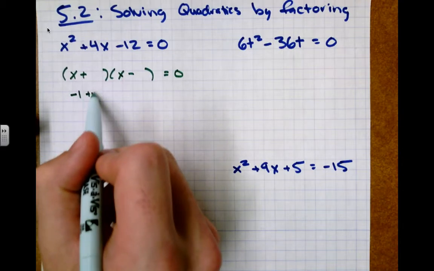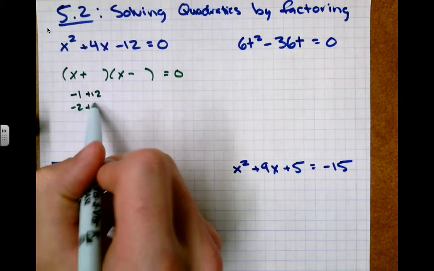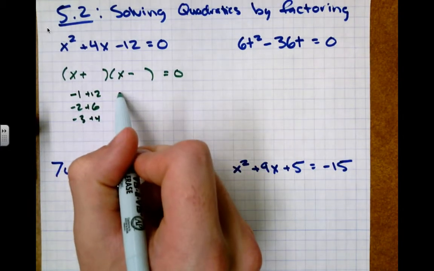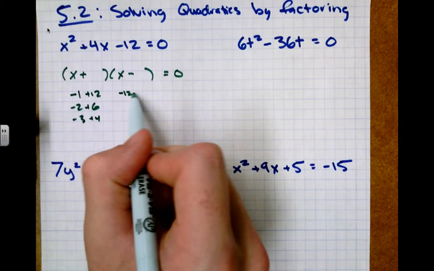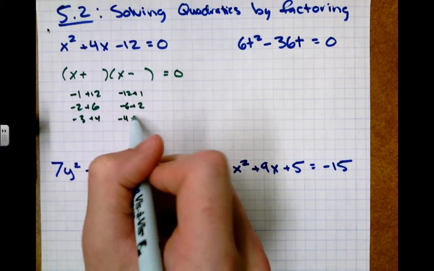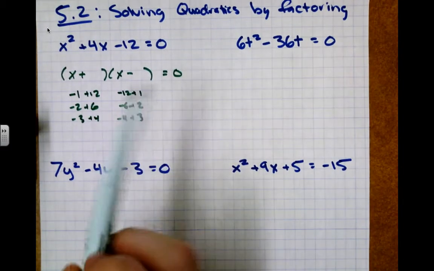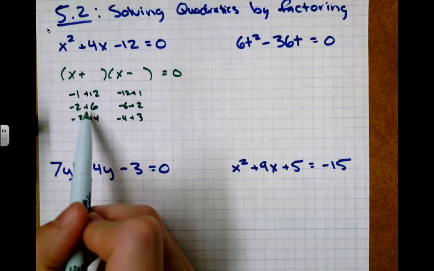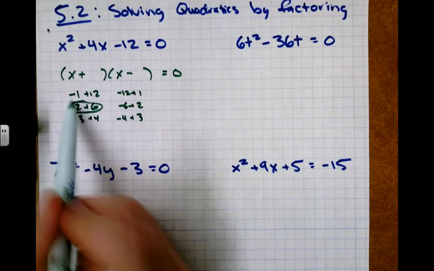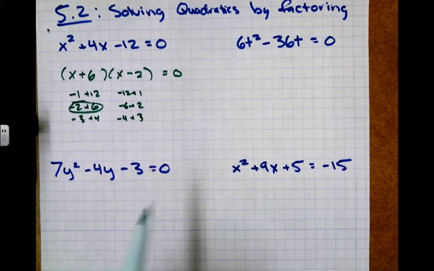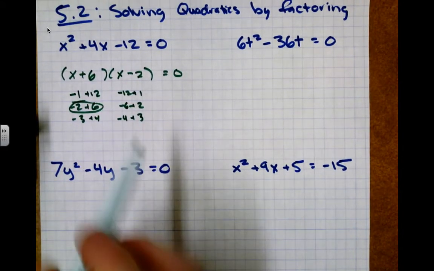So looking here, I list out the factors of -12. I should have -1 and 12, -2 and 6, -3 and 4, and then I can go the other way, -12 and 1, -6 and 2, -4 and 3. I'm going to look to see which of these add up to +4. In this case, it would be -2 and 6. So I would have x plus 6 times x minus 2, all of that equaling 0.